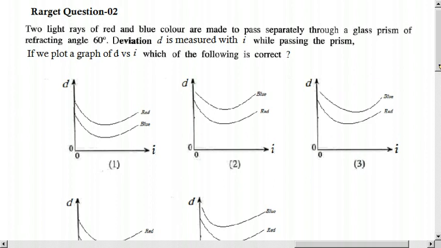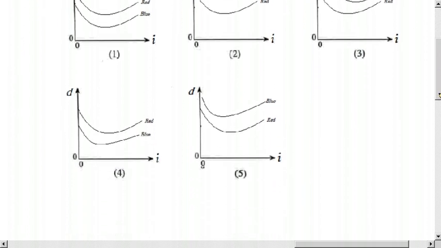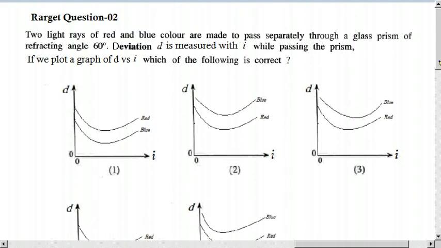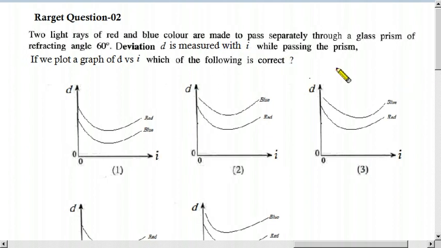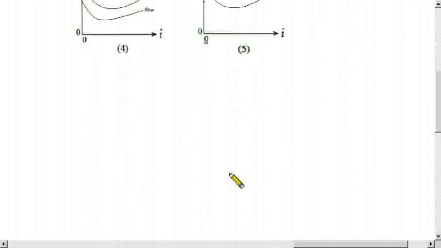So children, I think you have selected the correct graph. So now I am going to explain. They haven't said here that the deviation is the minimum deviation. They just say deviation D is measured with I to plot a D-I graph. So they have drawn D-I graphs, you can see. So let us try to draw the D-I graph therefore.